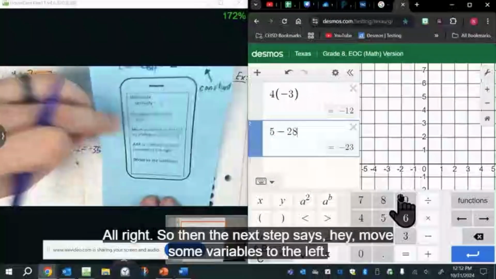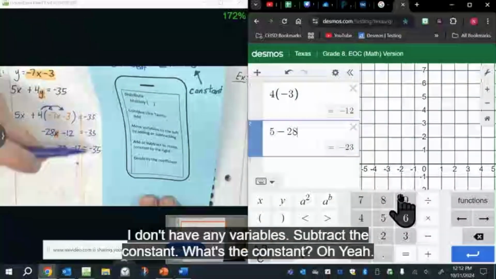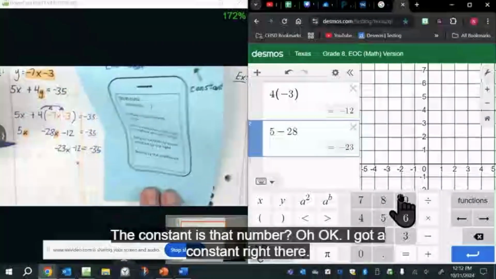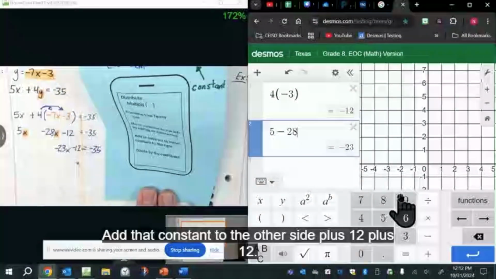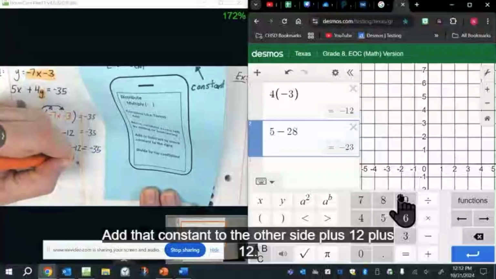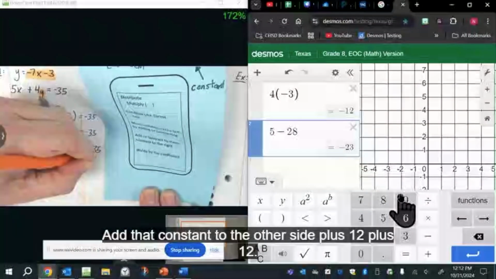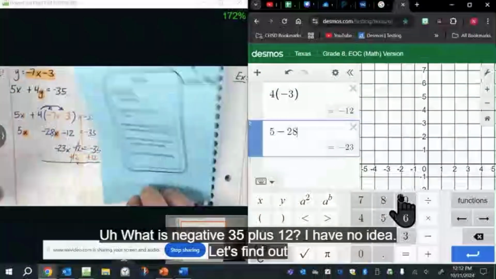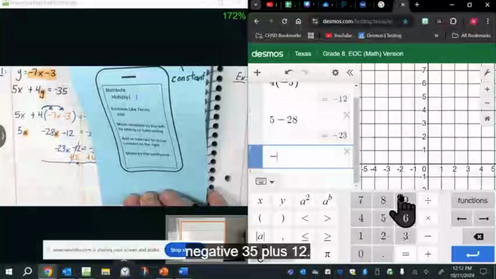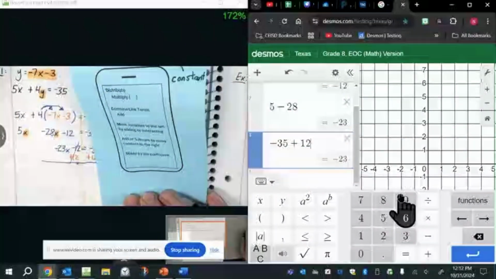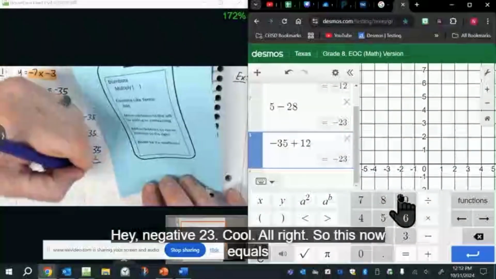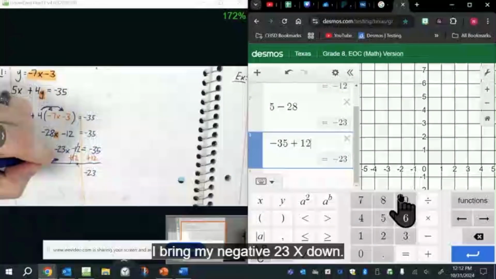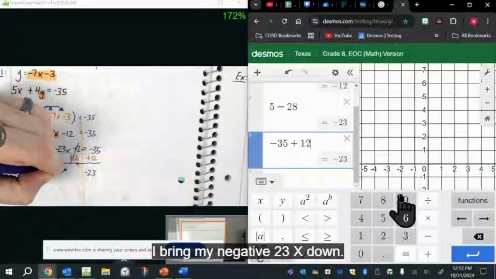All right, so then the next step says, move some variables to the left. I don't have any variables. Subtract the constant. What's the constant? Oh yeah, the constant's that number. Add that constant to the other side. Plus 12, plus 12. Well, what is negative 35 plus 12? Let's find out. Negative 35 plus 12. Hey, negative 23. Cool. So this now equals negative 23. I bring my negative 23x down.